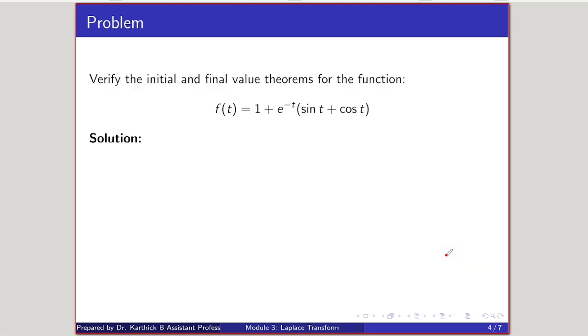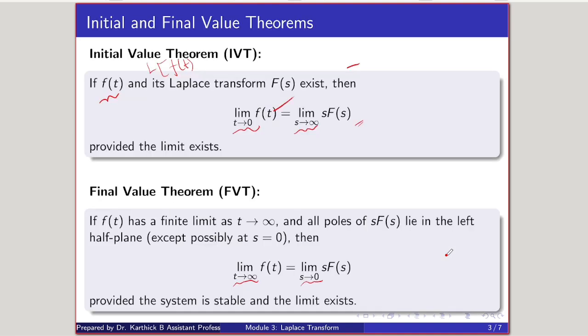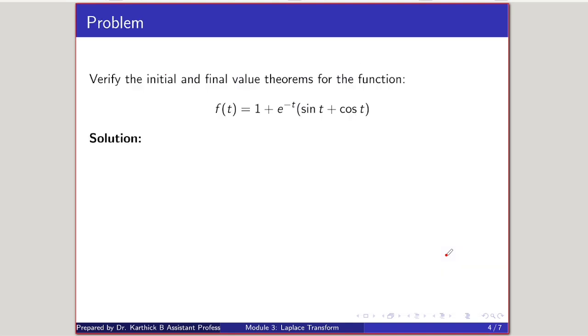Okay, so I have given a problem. We want to verify whether this function satisfies the initial and final value theorem. First of all, we need f of t and capital F of s. What do you mean by capital F of s? If I am finding the Laplace of any f of t, we say that is capital F of s. So we have f of t, and we need capital F of s.